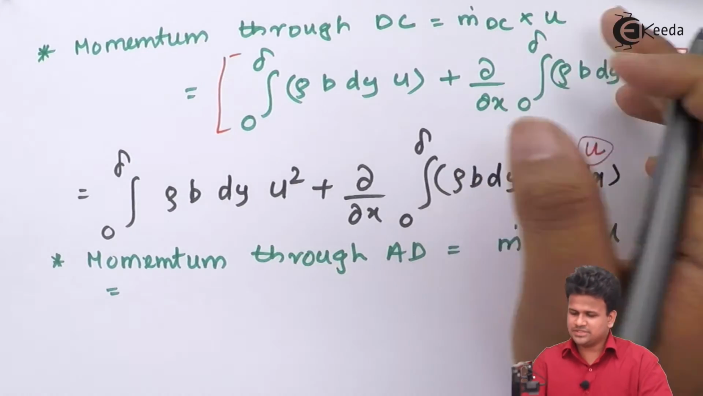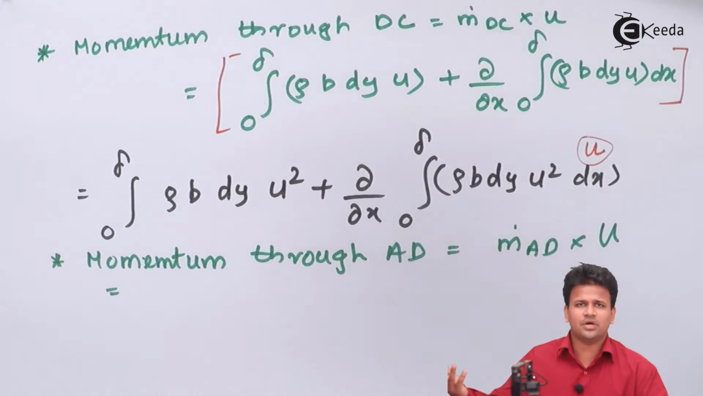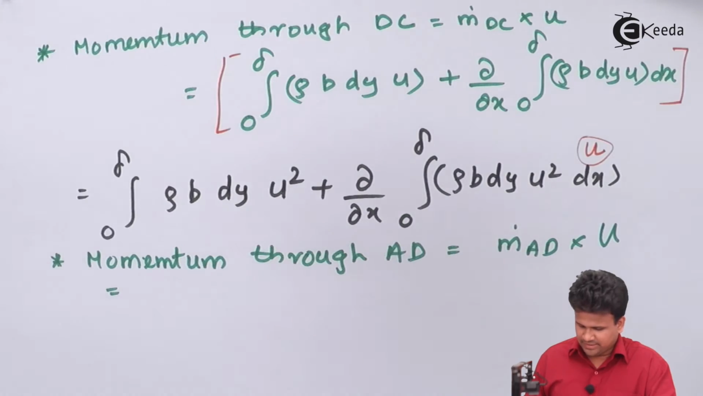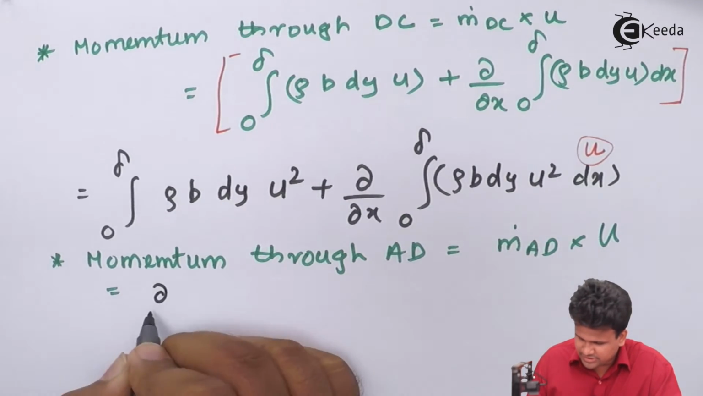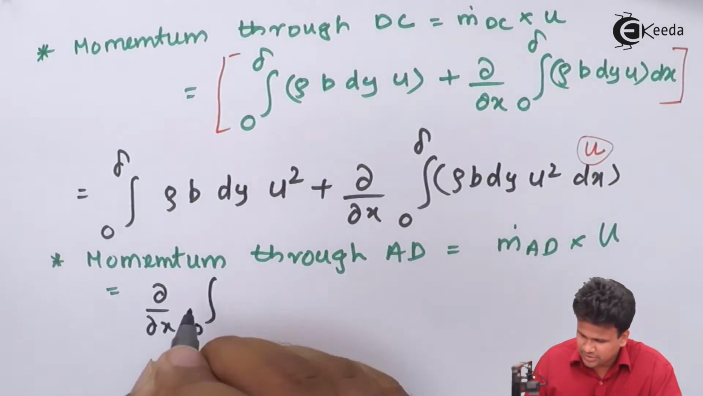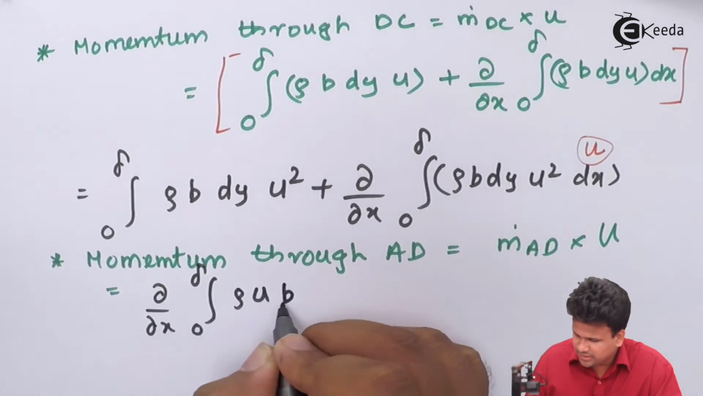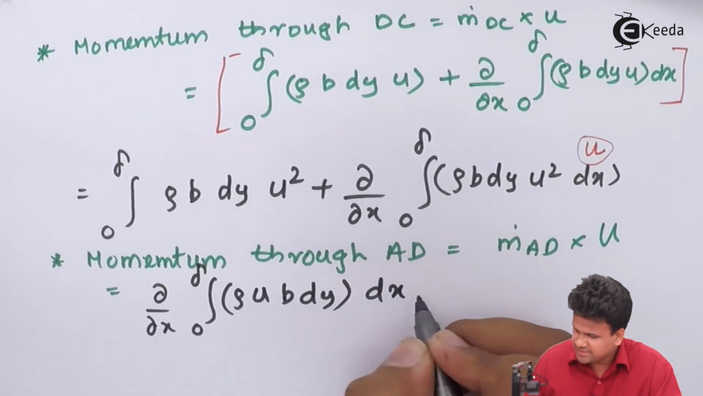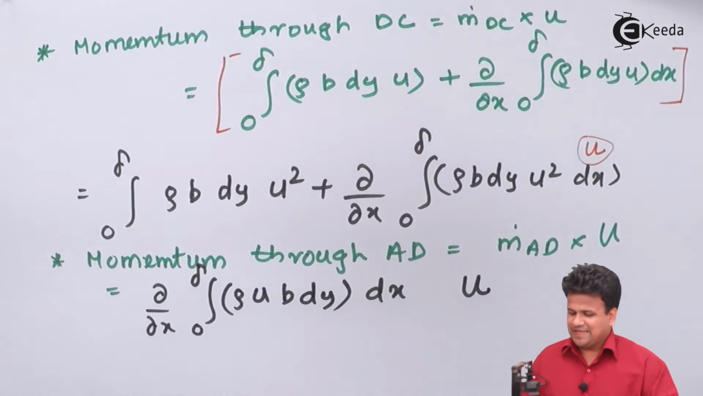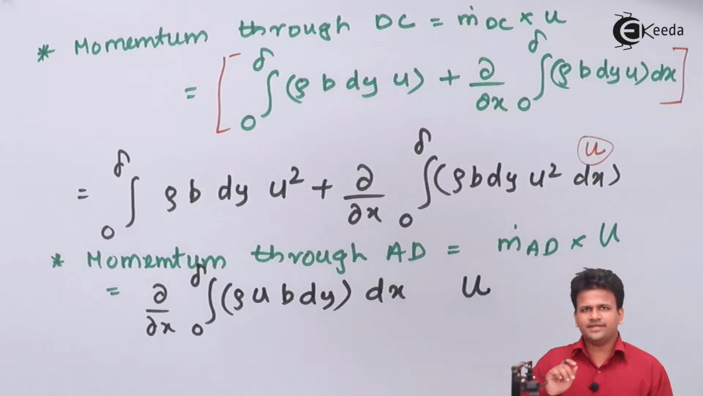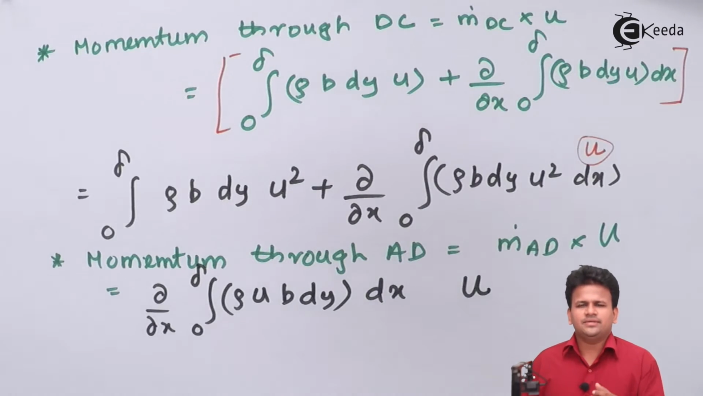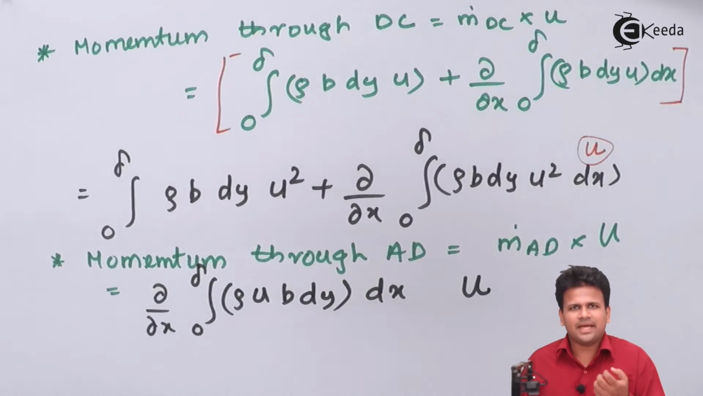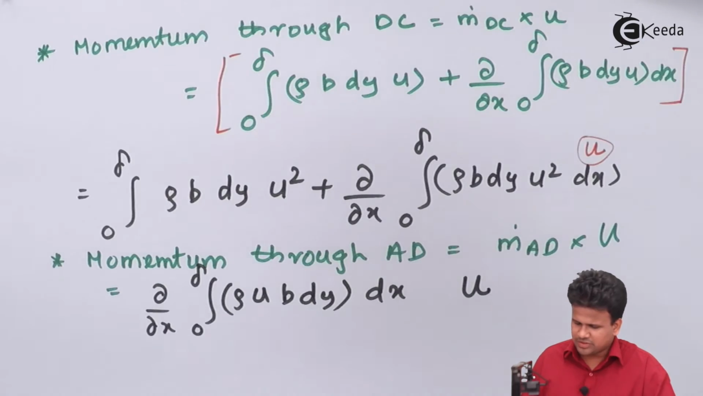Why small u? Because it is under the boundary layer. Why is it capital U? Because it is beyond the boundary layer. So now let us apply the formula: this is dou by dou x of the integral from 0 to delta of rho u b into dy into dx into capital U. Now capital U is not a function of y, because it is at the periphery of the boundary layer, where the boundary layer ends, and actually the velocity will be 99% of the free stream velocity. So we can keep it as it is in this equation.